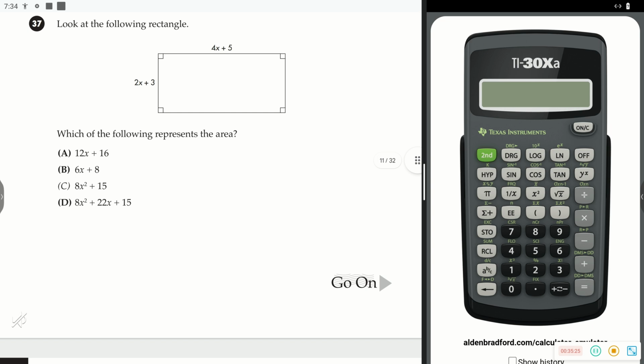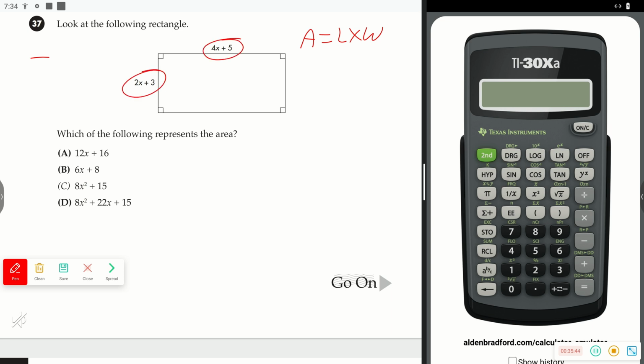This is another good question. This is basically a FOIL question, but they don't want to just directly give you a question, hey, use FOIL to multiply these two binomials. So it says the area, you're supposed to know area equals length times width for a rectangle. This is the length, this is the width. So area equals 4x plus 5, and you're going to multiply that by 2x plus 3, and it looks like that's going to be it, but let's multiply it out and see.